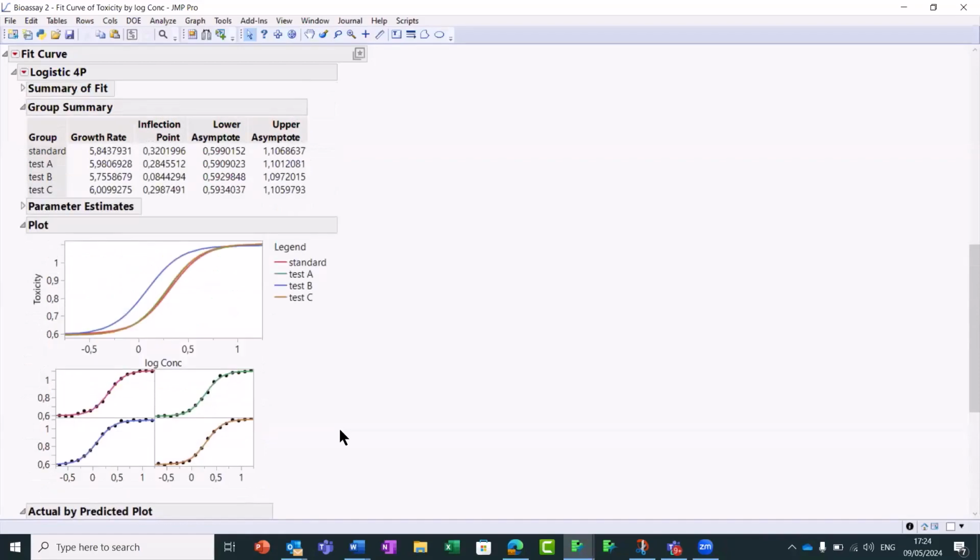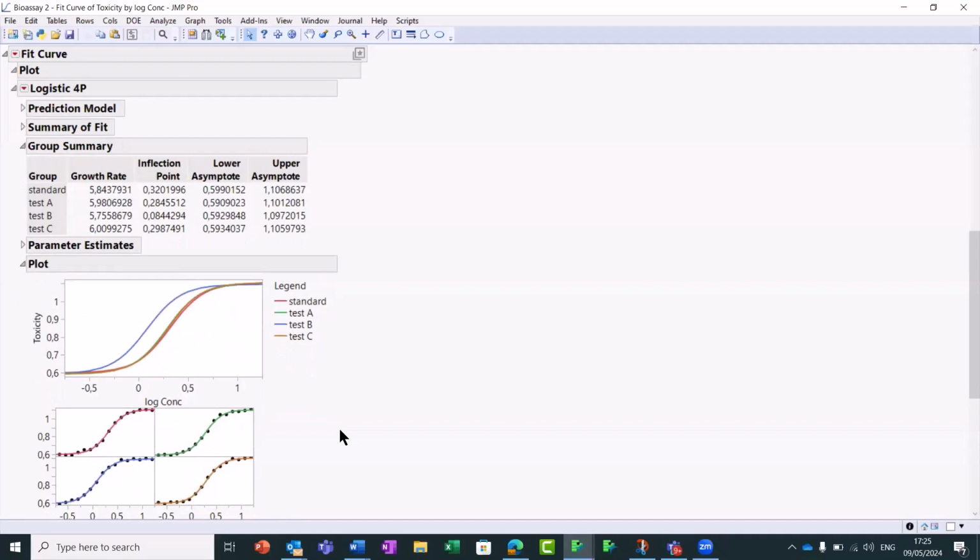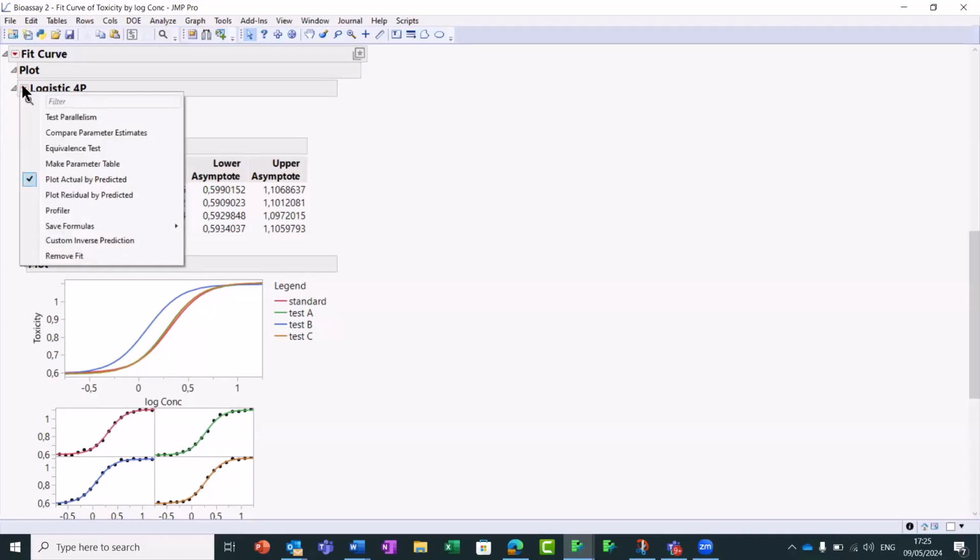So the model is good, so we can go forward and then do this parallelism test. You will find that not all the models have those particular tests, because I've checked that before, since some tests are not applicable. But in the logistic 4P, all the tests that I've introduced are in the model. So you can see the first one is the parallelism test, right?